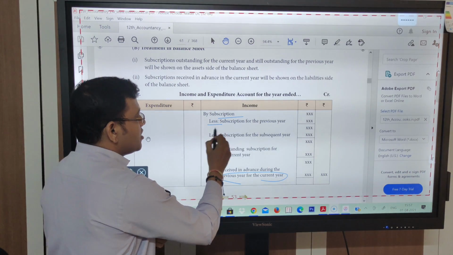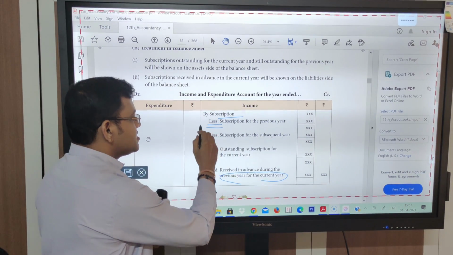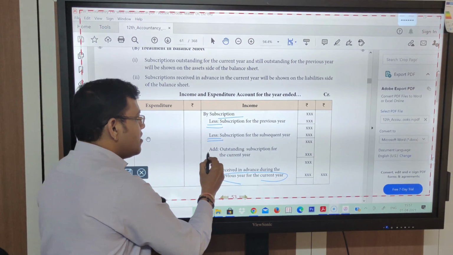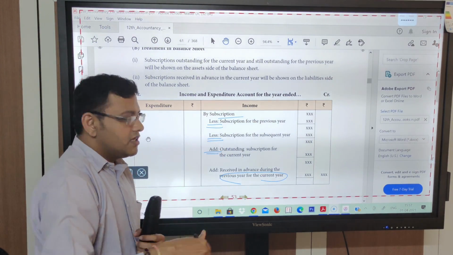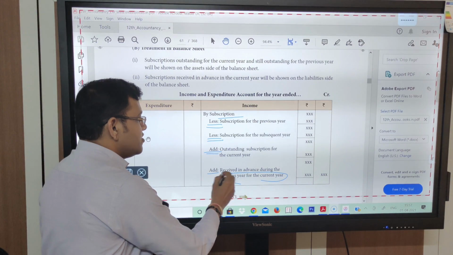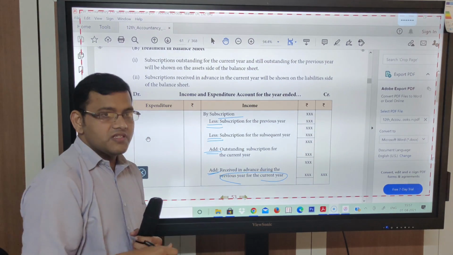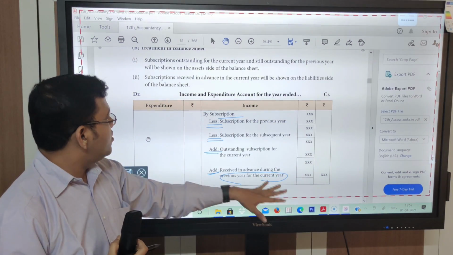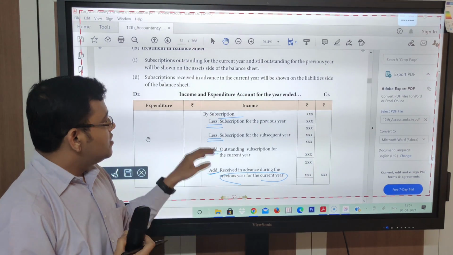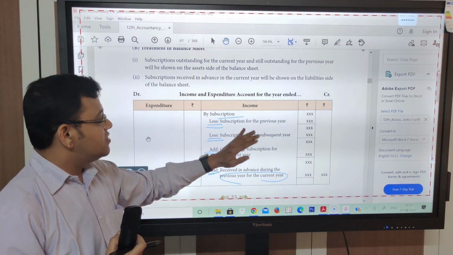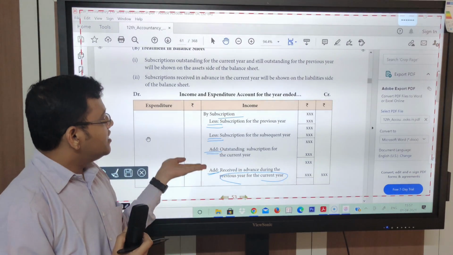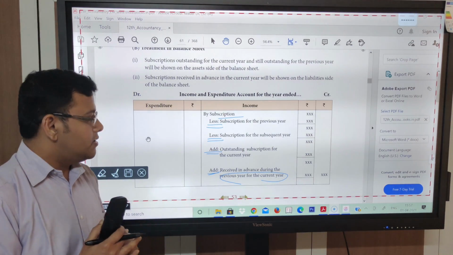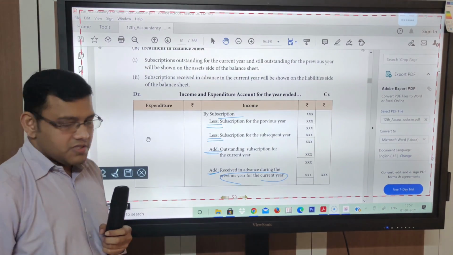What we do is, whatever was received for the previous year we will subtract, whatever is received for the subsequent year also you are going to subtract, whatever is outstanding for the current year you will add, and you will add what was received in advance during the previous year for the current year. So after doing this adjustment, whatever you get will be for the current year. You are simply going to exclude the previous year or future year subscriptions, and you will add the outstanding and the advance which was received in the previous year for this year. So this is how the subscription adjustment should be done.